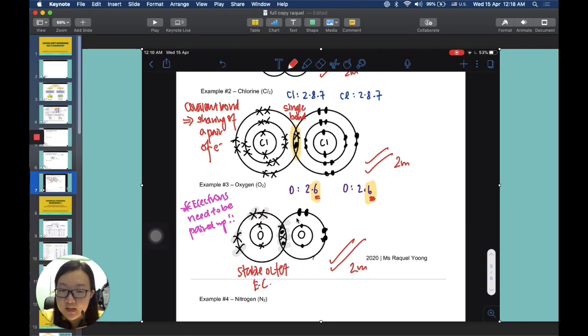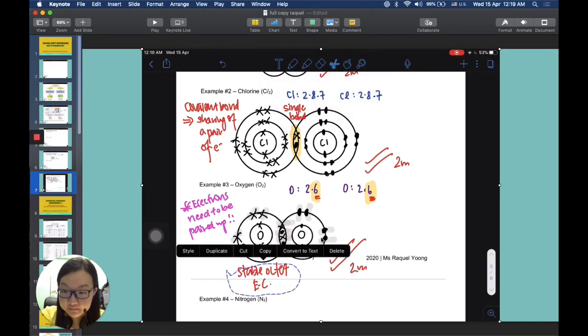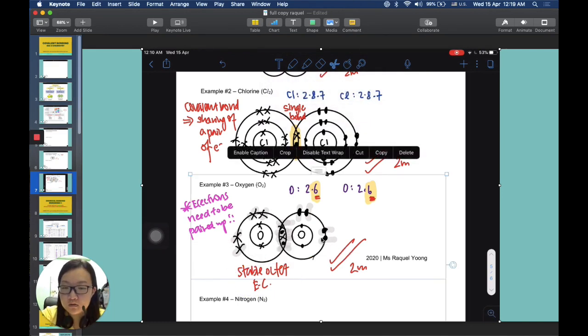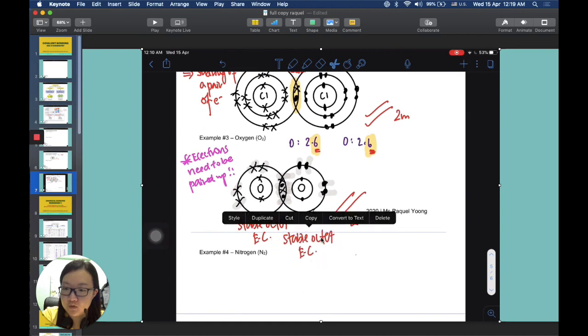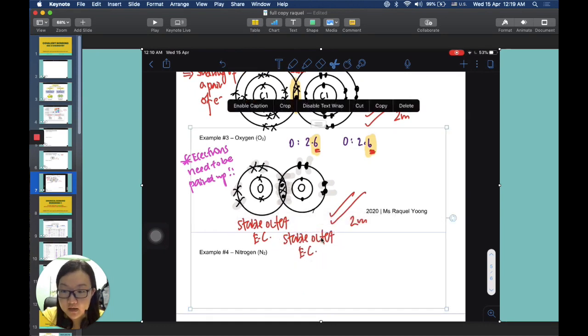Likewise, for your second oxygen, the bonding electrons can double count. So again, 1, 2, 3, 4, 5, 6, 7, 8. Stable octet electronic configuration again. So as long as you have checked all these things, they are correct, then you will get the full 2 marks for your diagram.